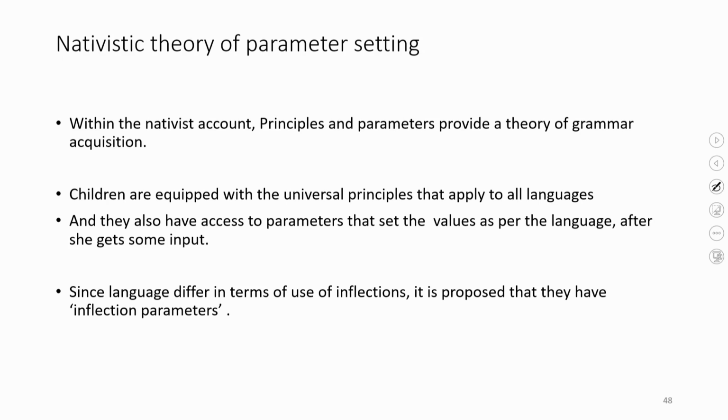Then comes the nativistic theory of parameter setting. Both are nativist theories. The first one was atom theory. Now, we are talking about another theory, which is that of parameter setting. Parameter setting comes from the principles and parameters of universal grammar. Universal grammar has two important components, one is called principles, the other is called parameters. Children are equipped with both. So, when you are equipped with your innate grammar, that means you are equipped with both principles and parameters.